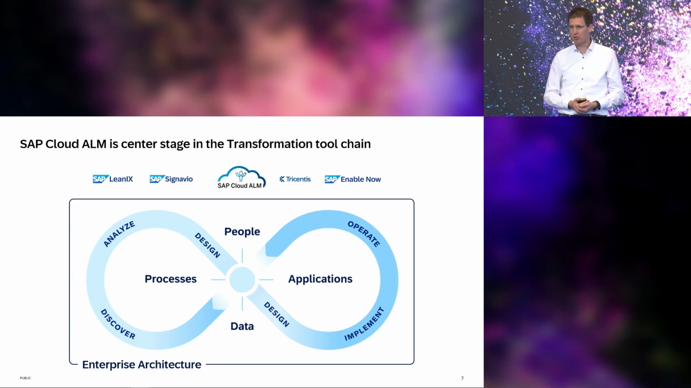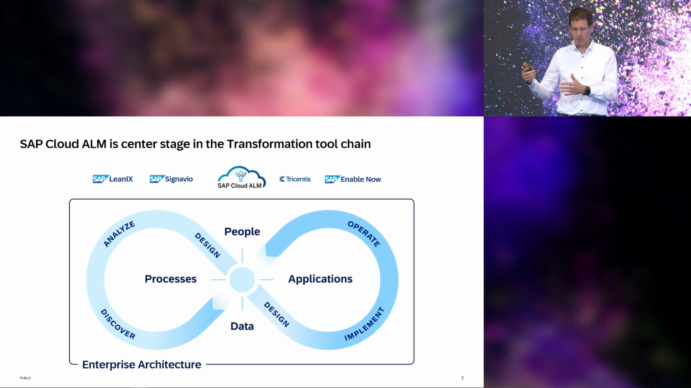Let's have a look to the transformation tool chain that we have. For enterprise architecture, we have LeanIX, and I made a frame around our infinity loop of this business transformation, because it's all over the phases. In every phase, you also deal with enterprise architecture. Then we have Signavio for the process management part. We have Enable Now for the people part. Recently, we announced that we acquire WalkMe, so this is the latest kit in the whole tool chain, but there we are just at the beginning on discussions how we go forward with integration.